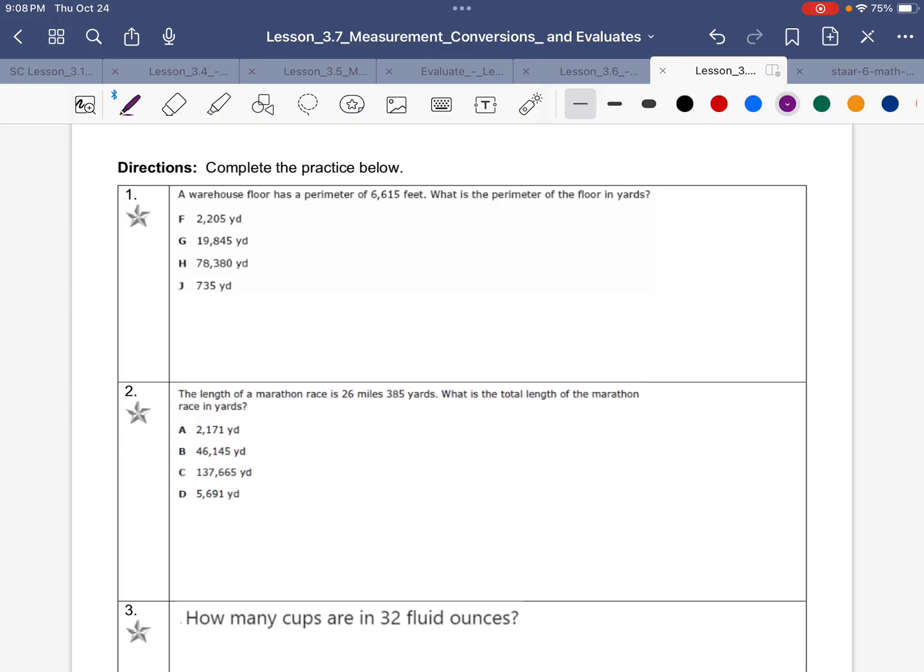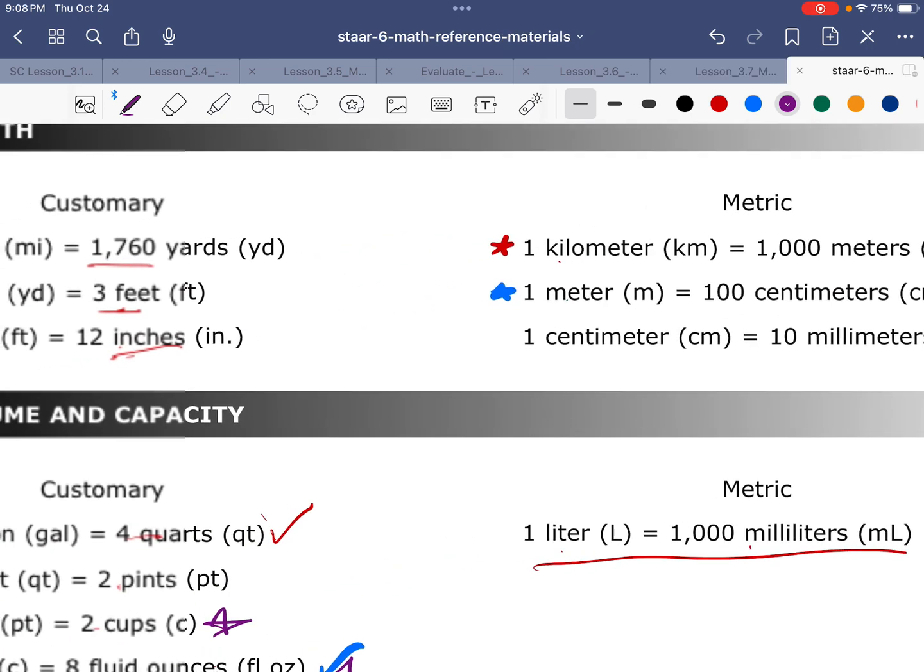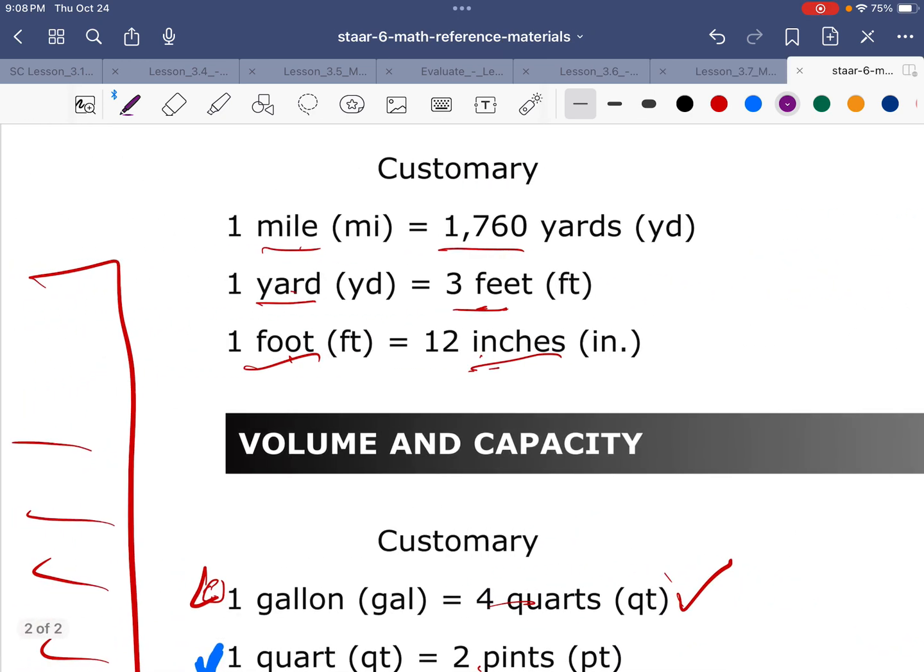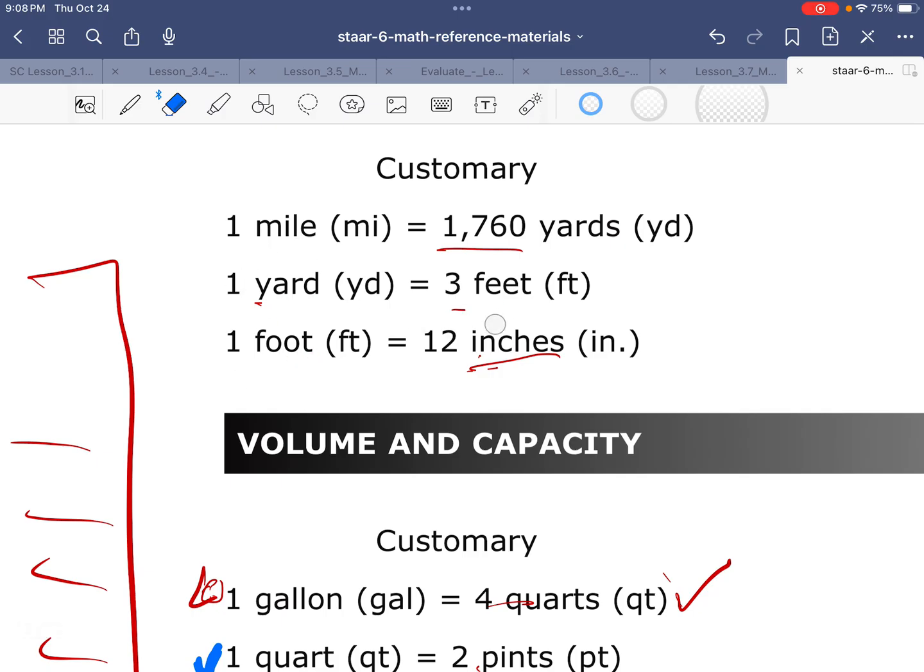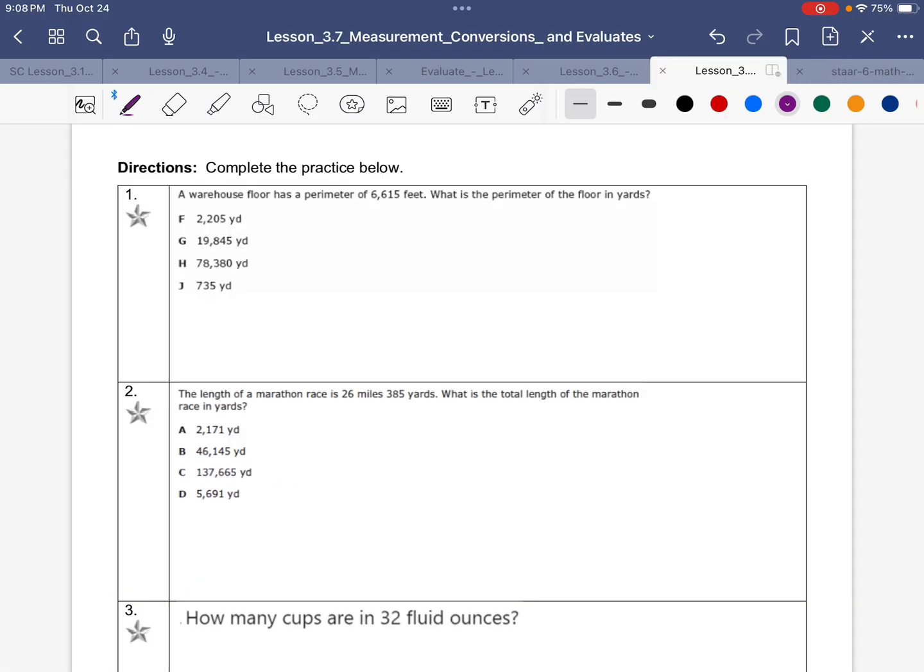A warehouse floor has a perimeter of 6,615 feet. What is the perimeter in yards? So feet to yards. So if you go to your sheet, we can clean this up. Feet to yards. I already found it. It's right here. 1 yard, 3 feet. And you will memorize these over time. 1 yard, 3 feet. We have feet, 6,615, and we need yards.